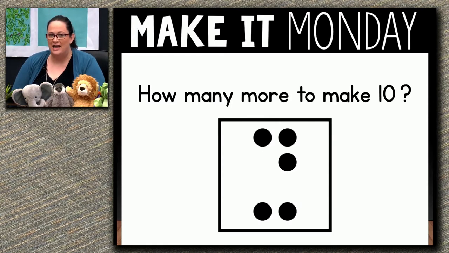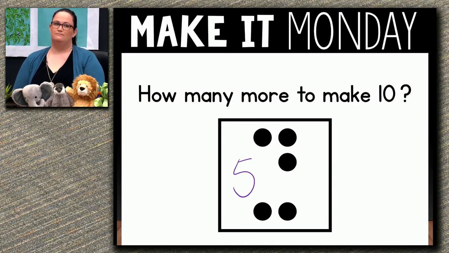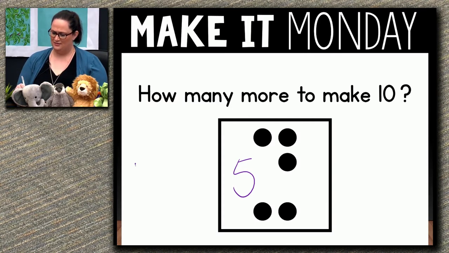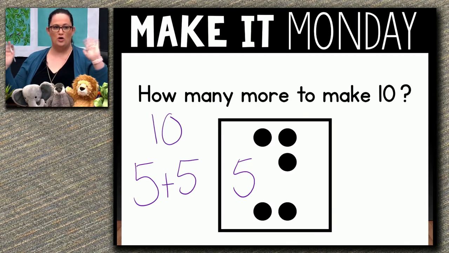How many do we have now? 5, because 3 and 2 is 5. I know this one. 5 and 5 make 10. Woohoo!